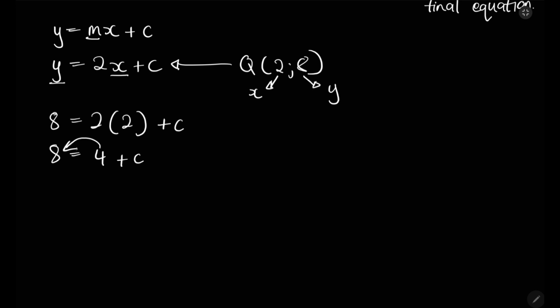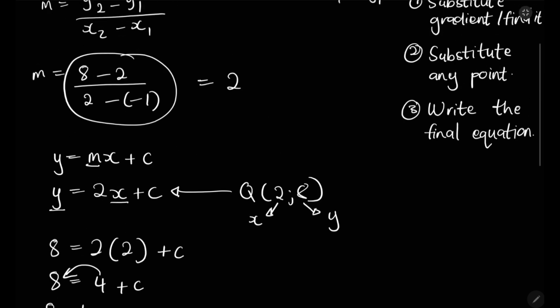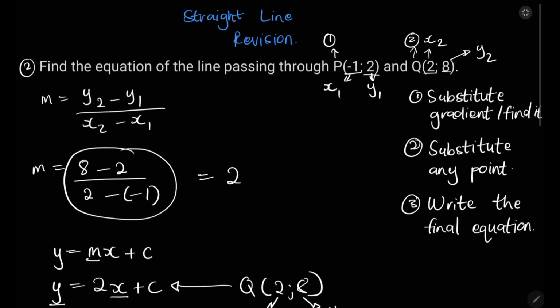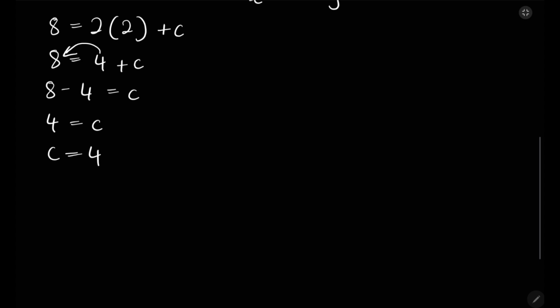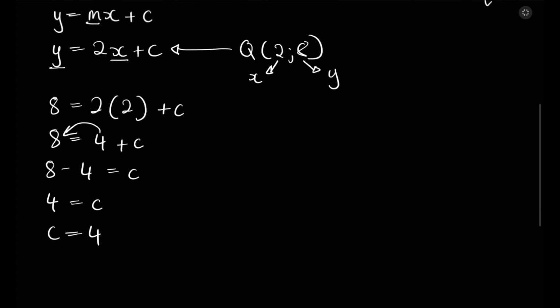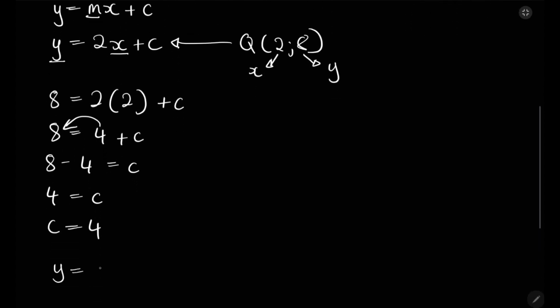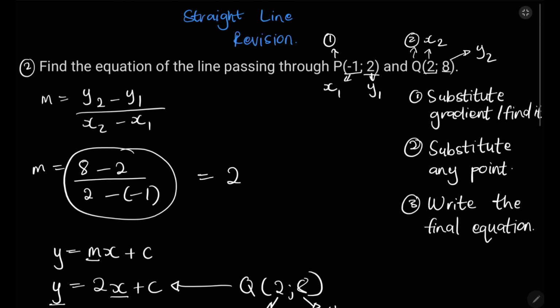Let's take this 4 that side. It crosses the equal sign, so it should be 8 minus 4 is equal to c. 8 minus 4 is equal to 4. Therefore, c is equal to 4. We've substituted one of the points. Now let's write the final equation. We have y is equal to 2x plus, what is your c? 4. And that is how we use the straight line formula.